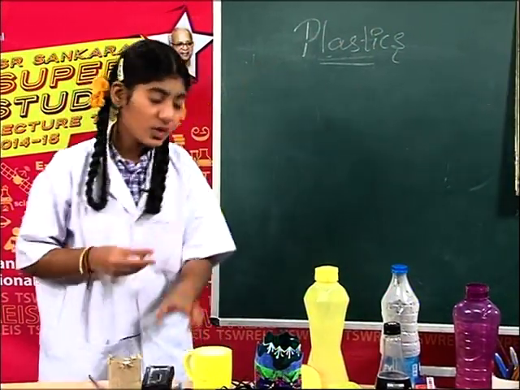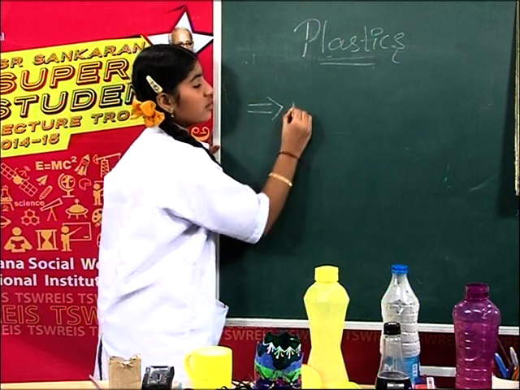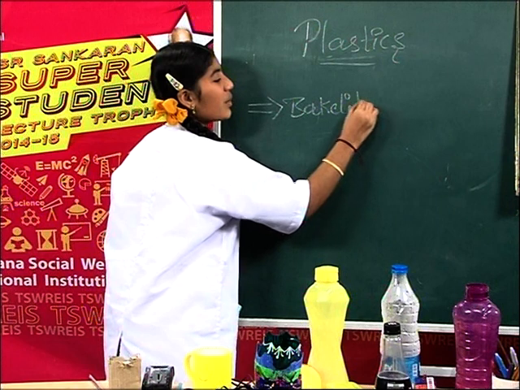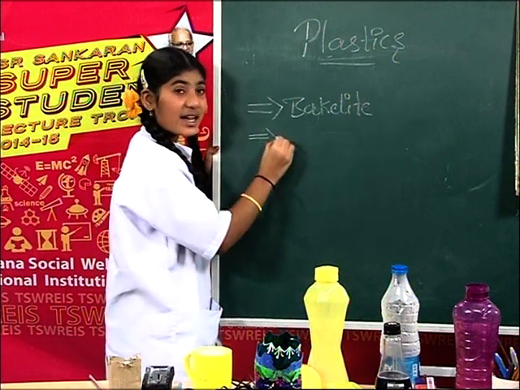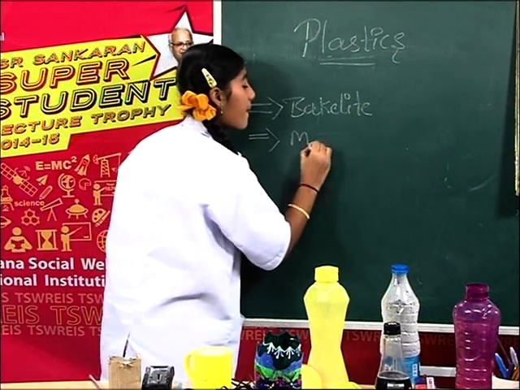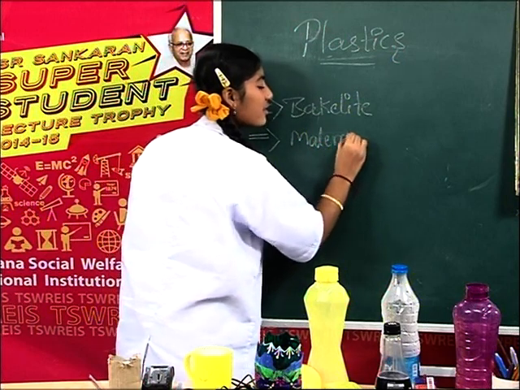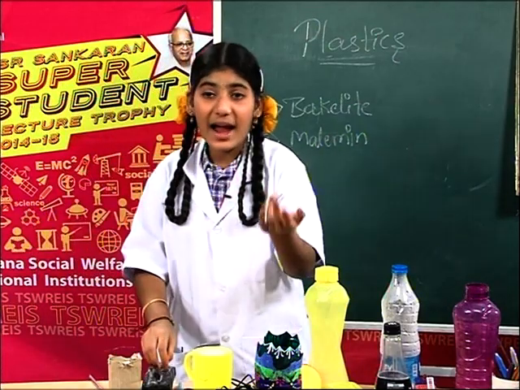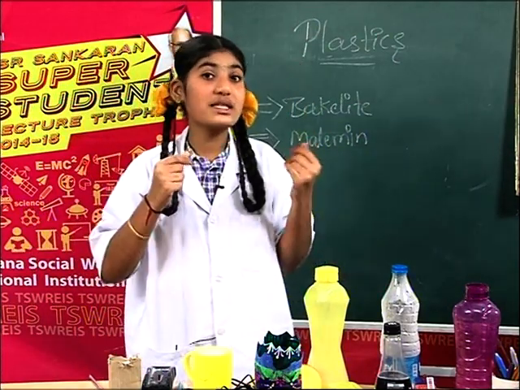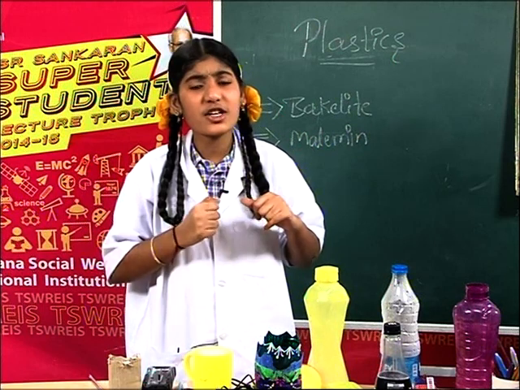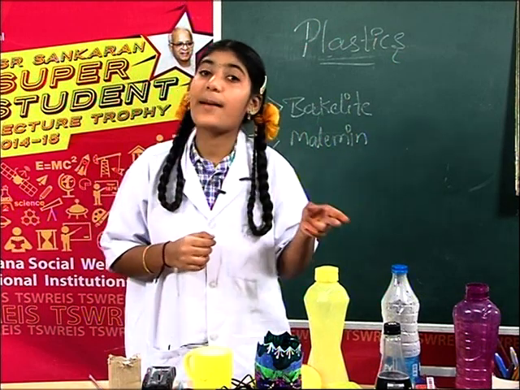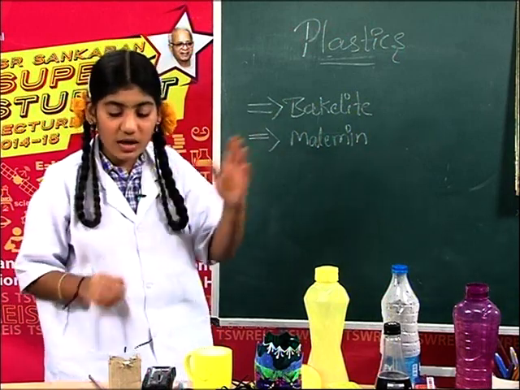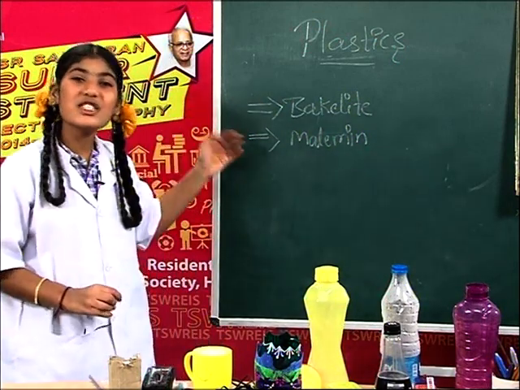So one is bakelite. What is that, friends? One is bakelite. And what is the next type? It is melamine. So we discussed some examples like mobiles, computers, switchboards, keyboards, utensil handles, etc. All these examples are involved in these two types.